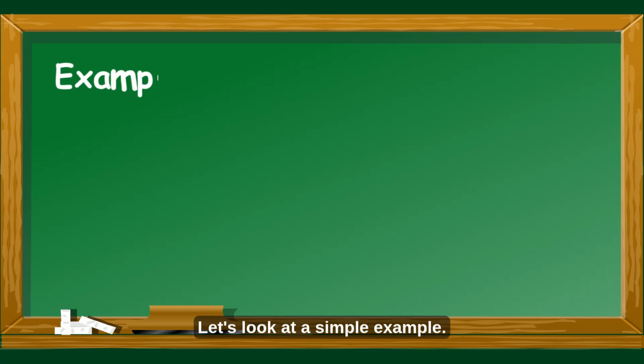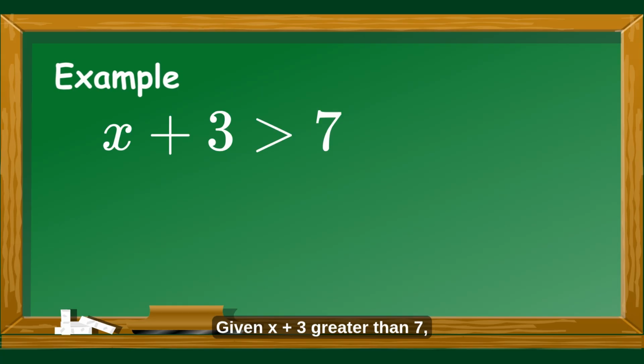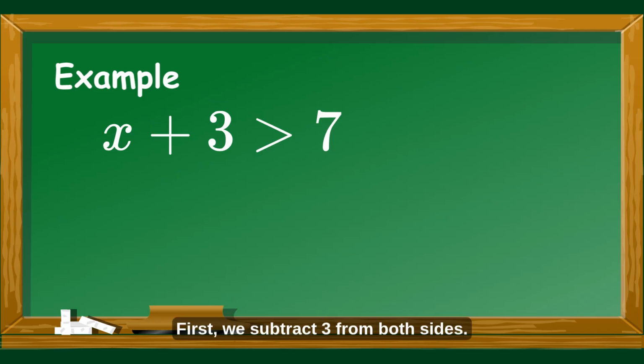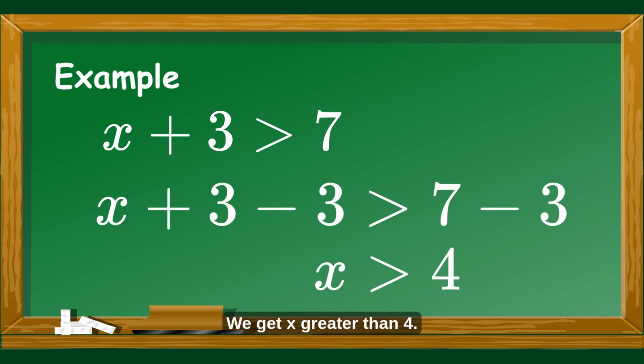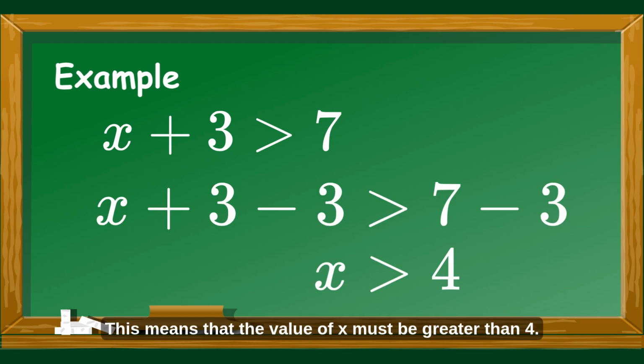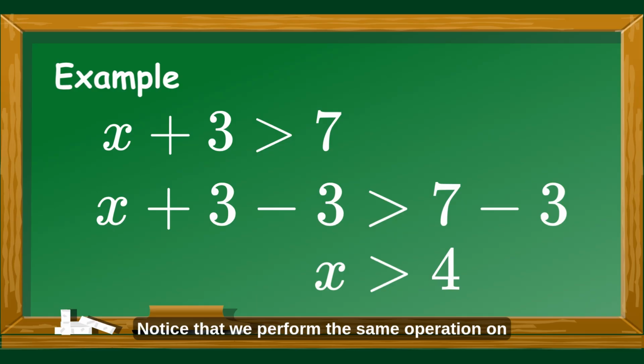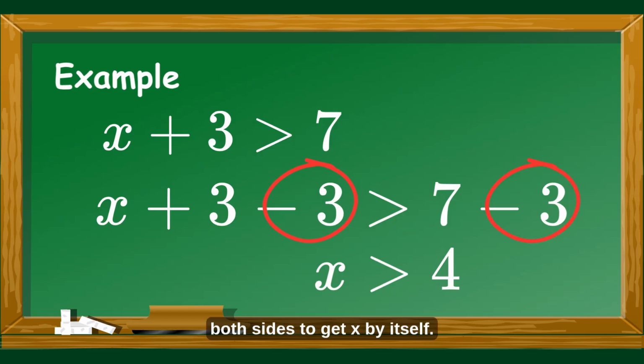Let's look at a simple example. Given x + 3 > 7, we want to find the value of x. First, we subtract 3 from both sides. We get x > 4. This means that the value of x must be greater than 4. Notice that we perform the same operation on both sides to get x by itself.